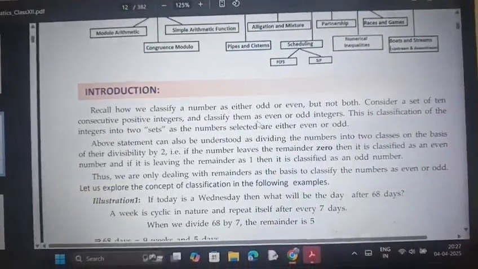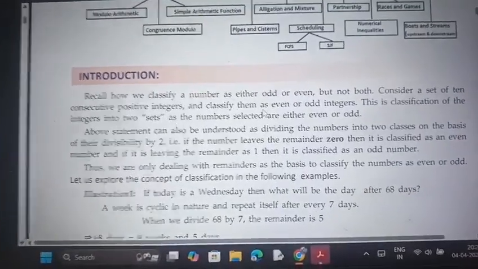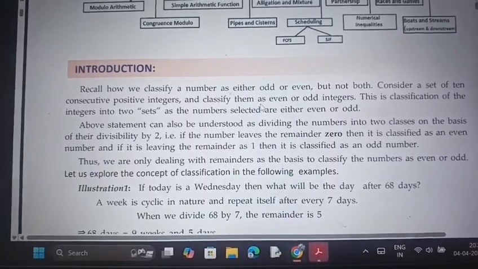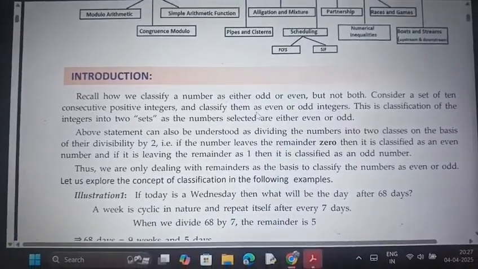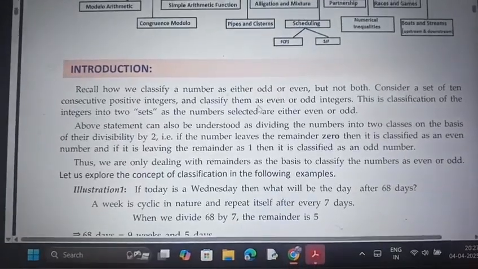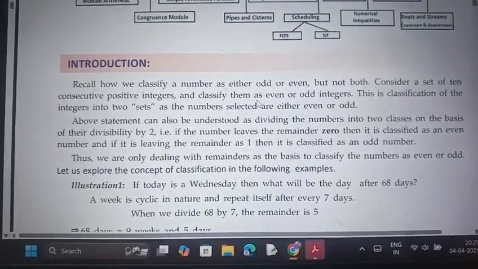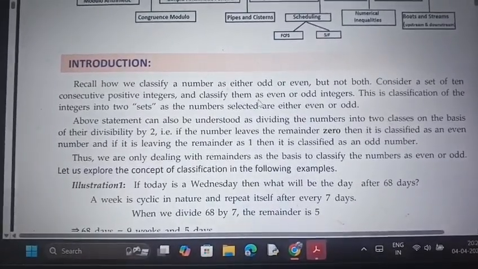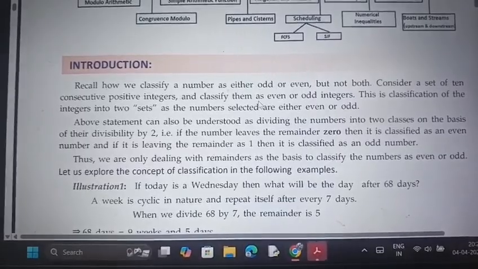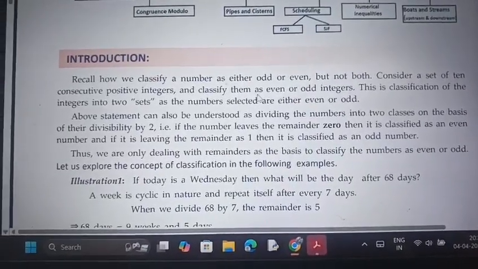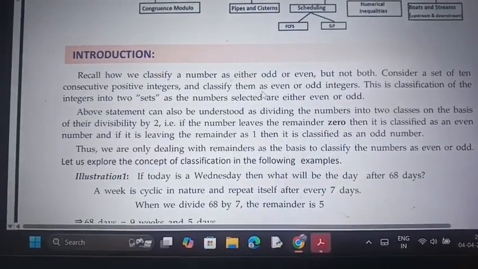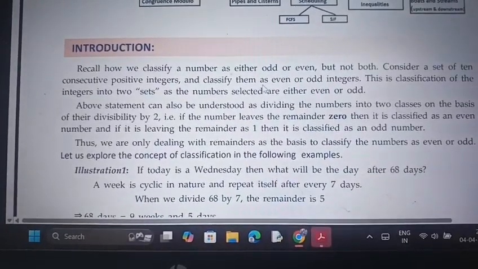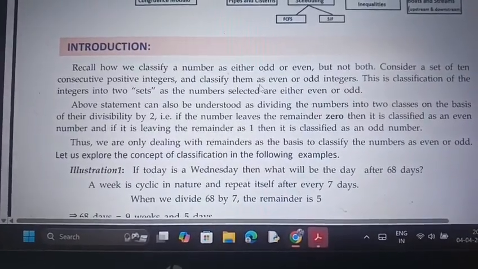Consider a set of 10 consecutive positive integers and classify them as even or odd integers. This classification of the integers into two sets is because the numbers selected are either even or odd. Our statement can also be understood as dividing the numbers into two classes on the basis of their divisibility by 2. That is, if a number leaves the remainder 0, it is classified as an even number, and if it leaves the remainder 1, then it's classified as an odd number. Thus, we are only dealing with remainders as the basis of classifying the numbers as even or odd.